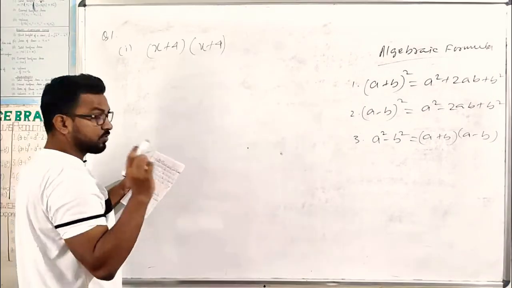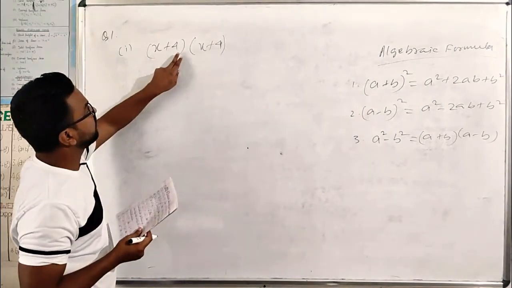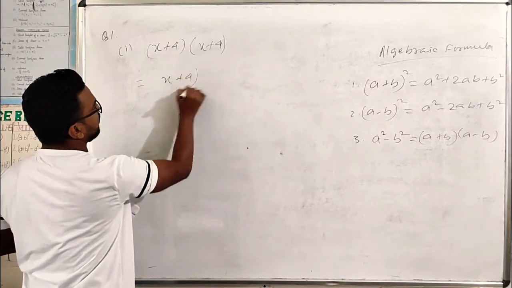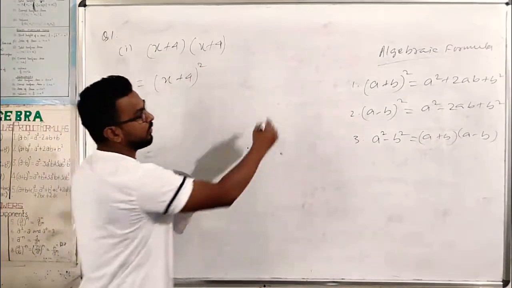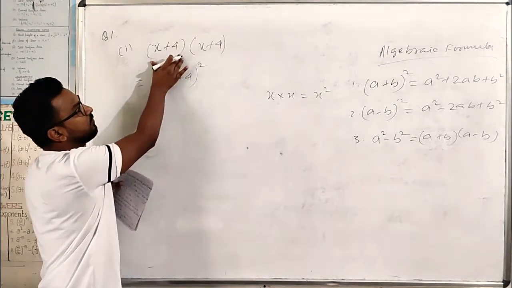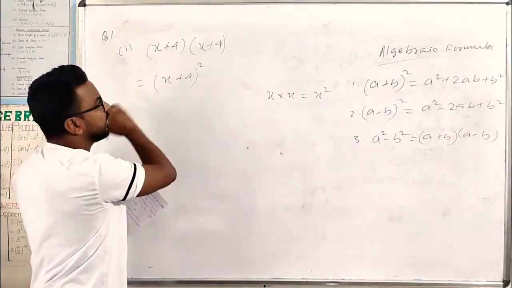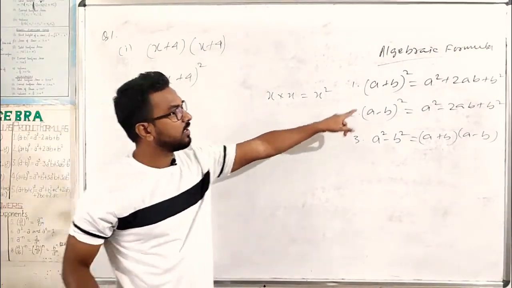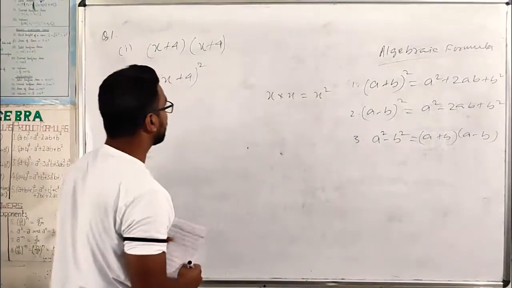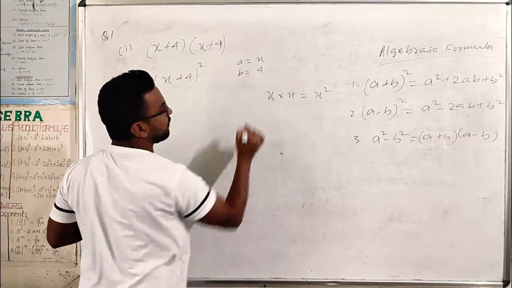Our first question is: using a suitable identity, find the product. The question is x plus 4 times x plus 4. This can be written as x plus 4 whole square. When you multiply x into x, we write x square. Similarly, if you find the product of these two binomials, you get x plus 4 whole square. Here we will be using the first formula, a plus b whole square. Here a is x and b is 4.